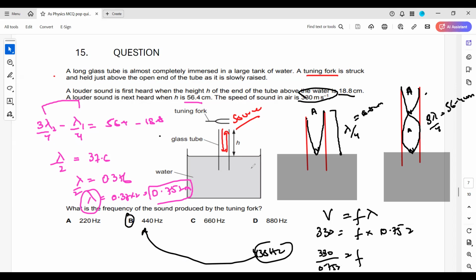Again, it's a repeated question with the same pattern. Whenever you need the frequency or the wavelength of a source, you work out the wavelength of the first pattern, then the wavelength of the second pattern. You subtract the two wavelengths to know the original wavelength. With the original wavelength and the speed, you can work out the frequency. Is it clear?